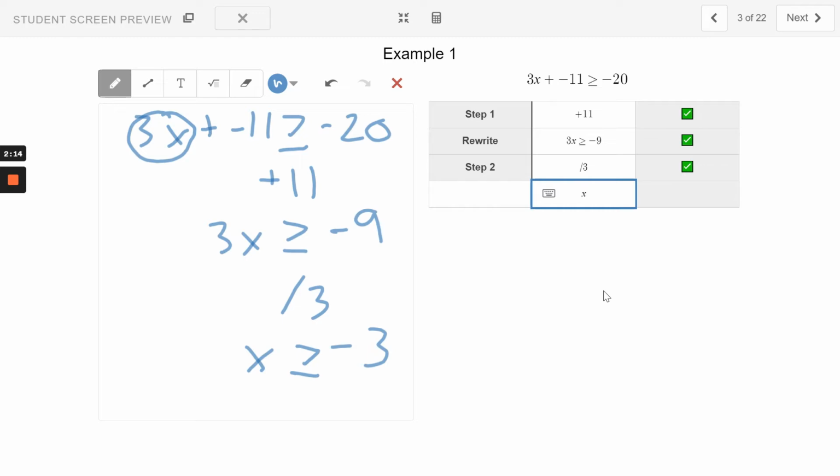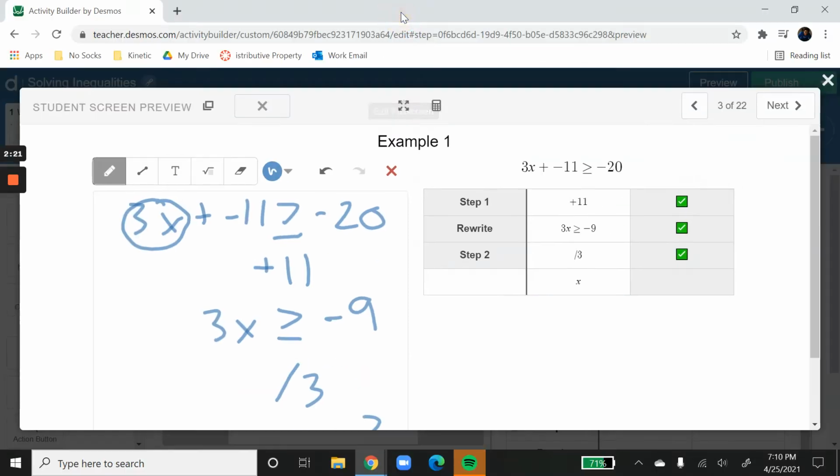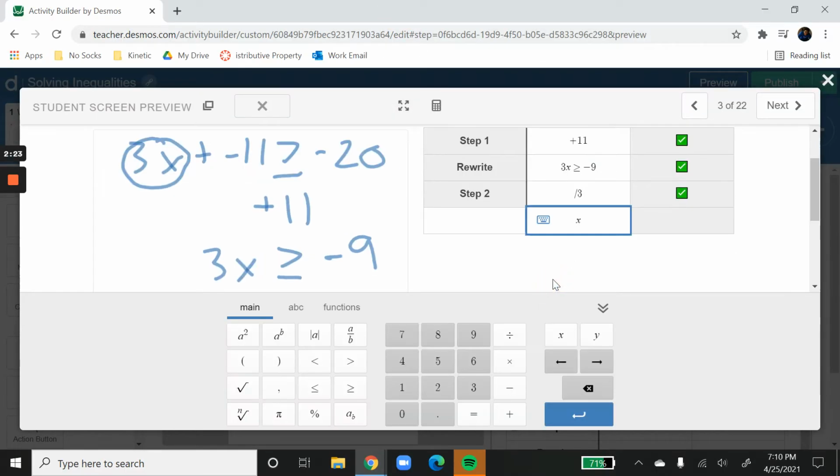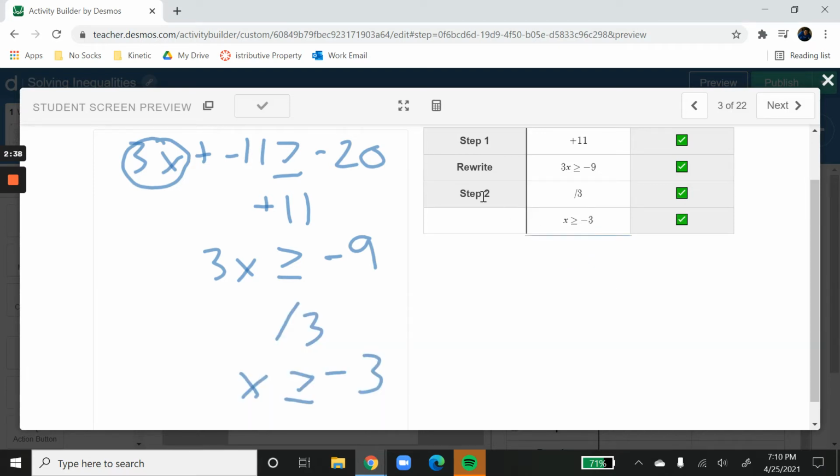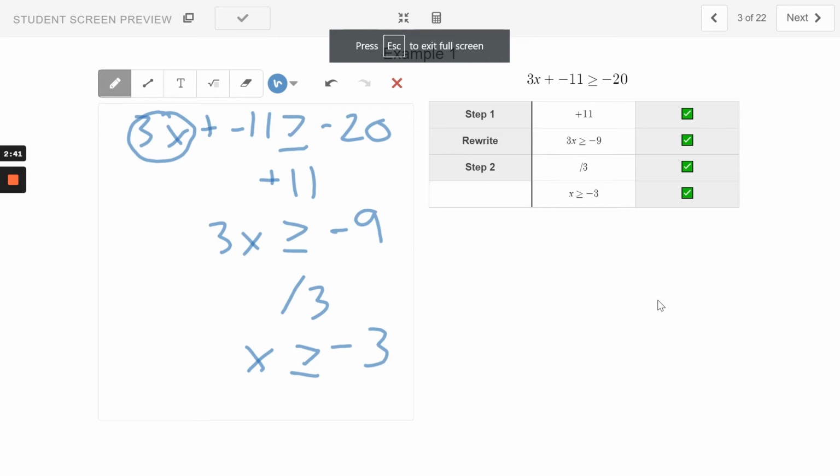Another way to get the greater than or equal to sign is to press this little keyboard option. It won't pop up in full screen, but if you exit full screen, you should see a keyboard pop up, and you can select the greater than or equal to sign. Either way is totally fine. It's just up to your personal preference which method you would like to use. Let's go to a second example.